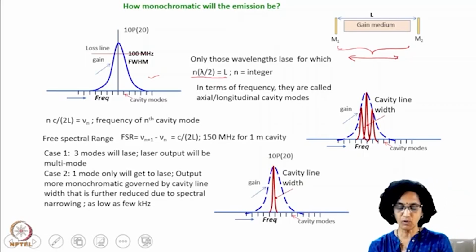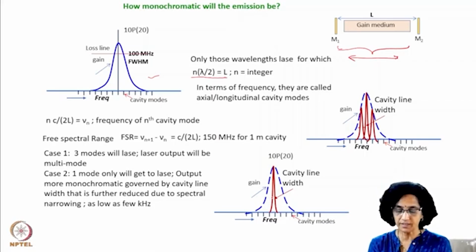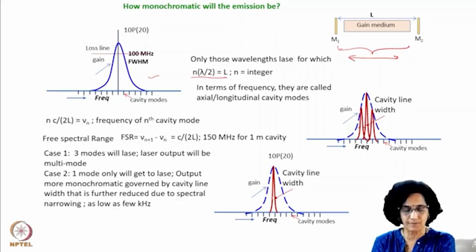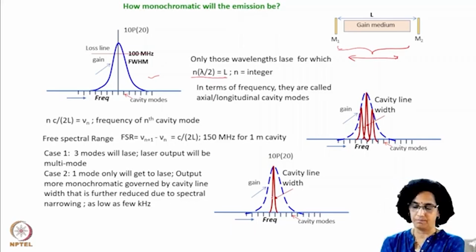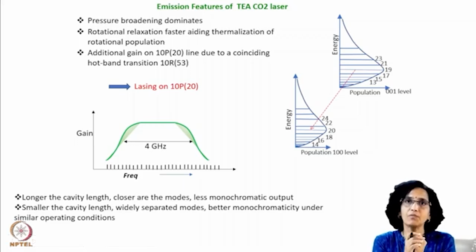And in this single mode lasing also, you have this cavity line width, which is shown here. And further, this width, whatever it is, is quite less as compared to the general broadening. This will be further reduced because of the stimulated emission process. So this was what we saw about the CW CO2 laser.